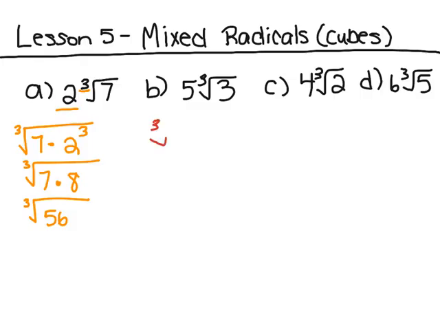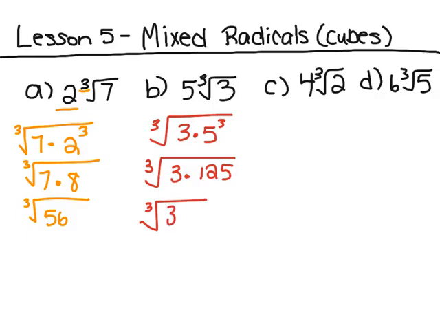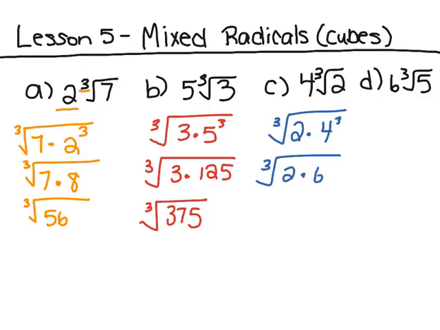So for this one, we have the cube root of 3 times the coefficient, which is 5, to the power of the index, which is 3. So we have the cube root of 3 times 125, which is the cube root of 375. We have the cube root of 2 times the coefficient, which is 4, to the power of the index, which is 3. So we have the cube root of 2 times 64, which is the cube root of 128.